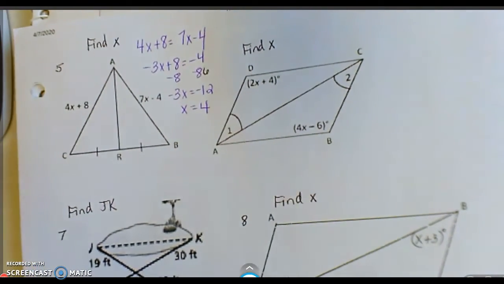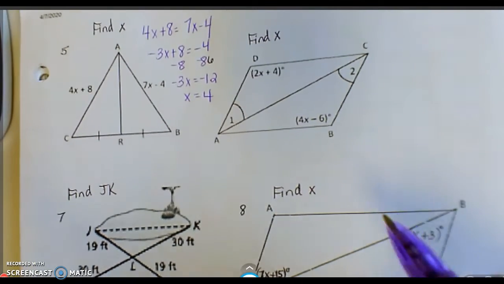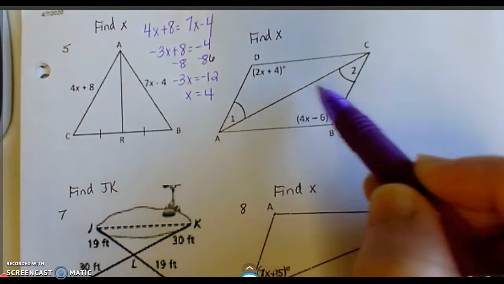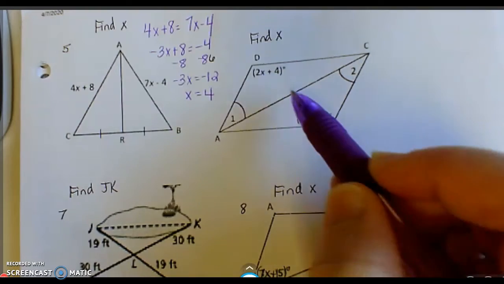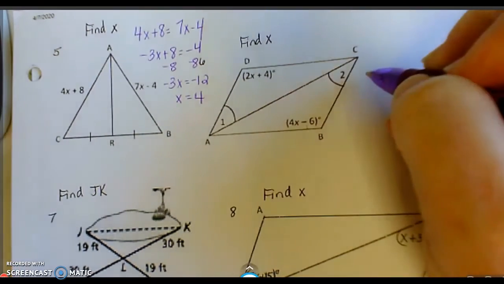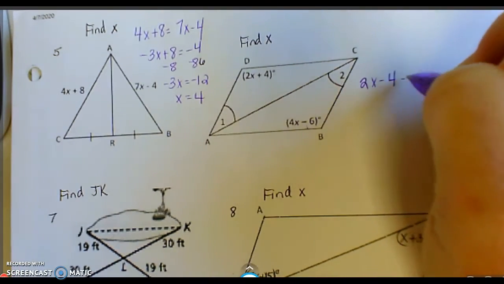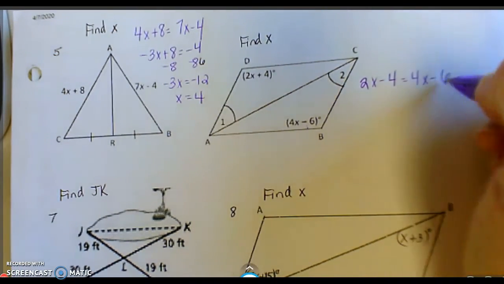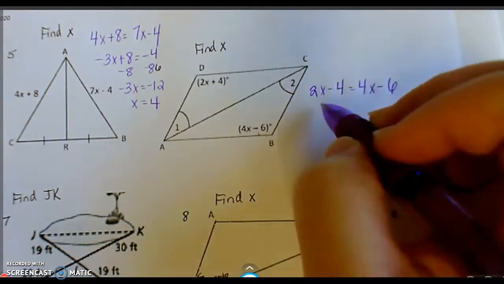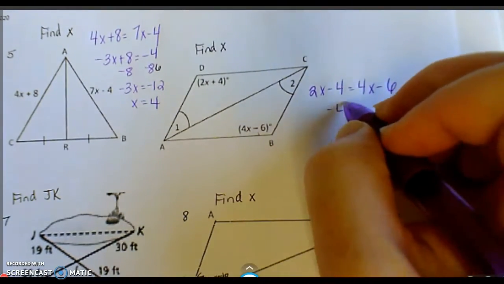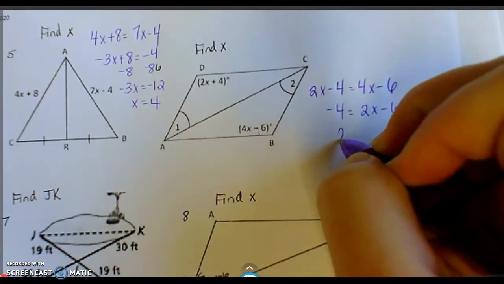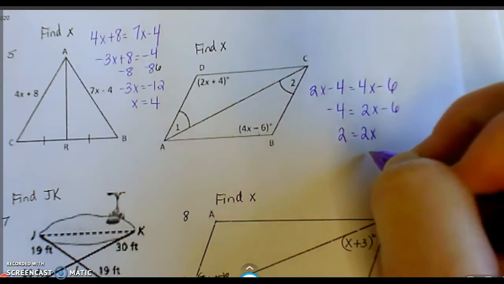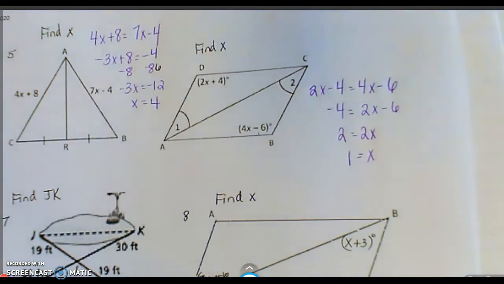Number 6. Alright, so these two angles are congruent. So that must mean that these two angles are congruent. So to solve for x, I'm just going to set that equal to each other. Let's subtract 2x on both sides. Add 6. Divide by 2. So x is 1.